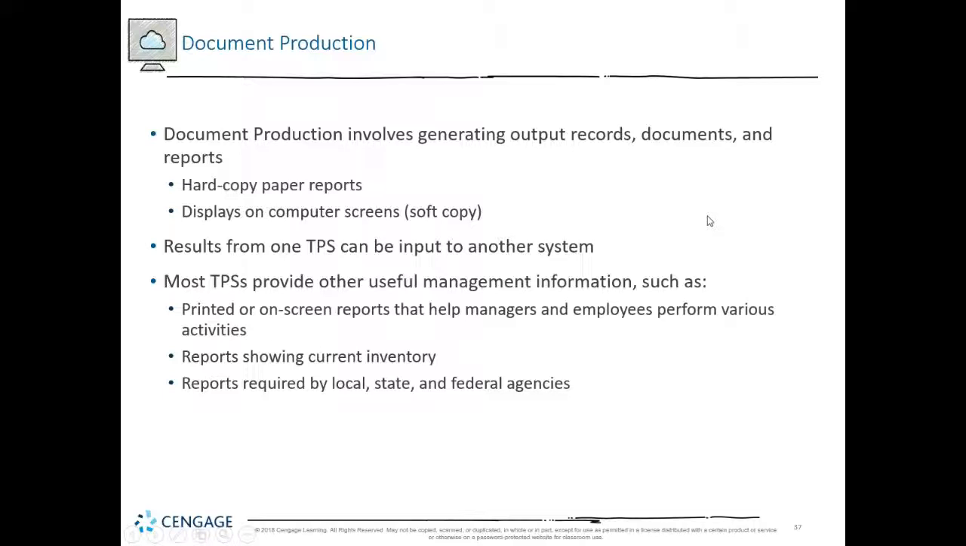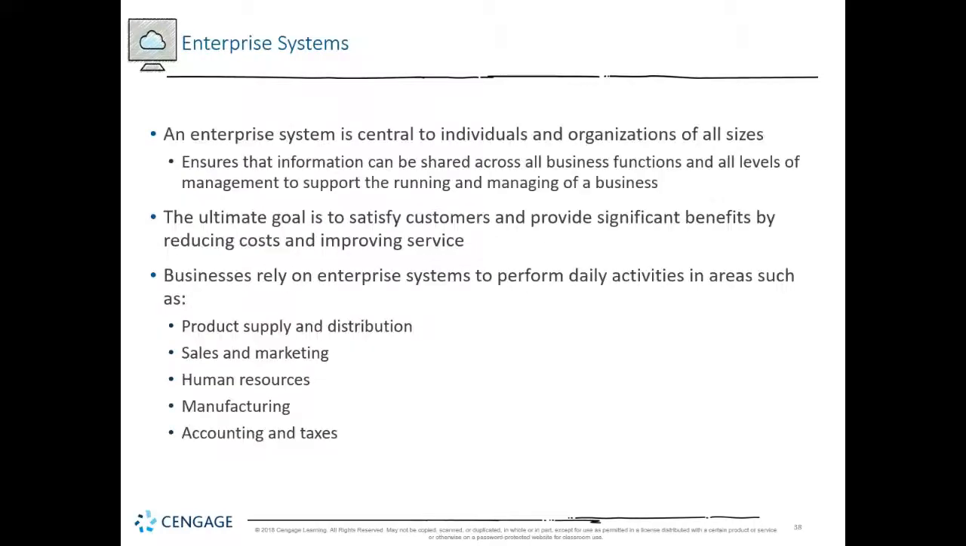Document production. Document production involves generating output records, documents, and reports. Hard copies are printed reports; reports displayed on computer screens are soft copies. Results from one TPS may be input to another system. Most TPS provide other useful management information, such as printed or on-screen reports that help managers and employees with various activities, reports showing current inventory, and reports required by local and state agencies.